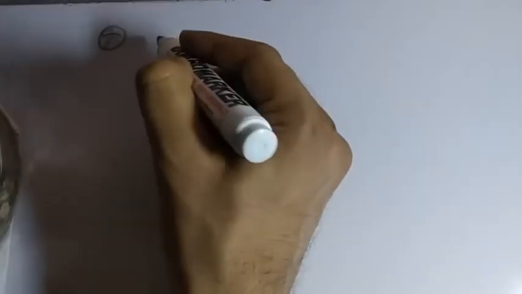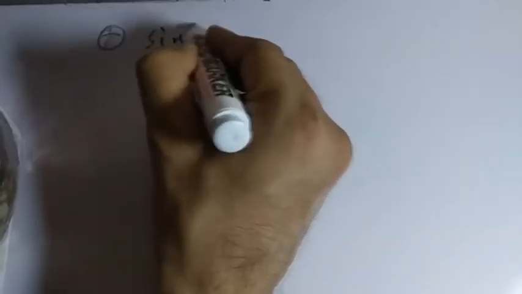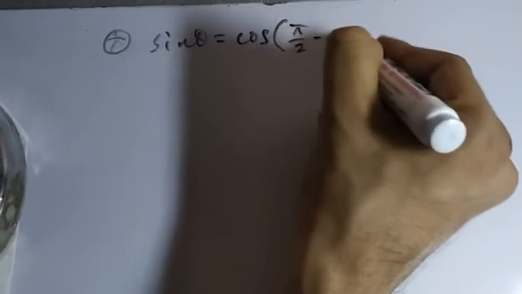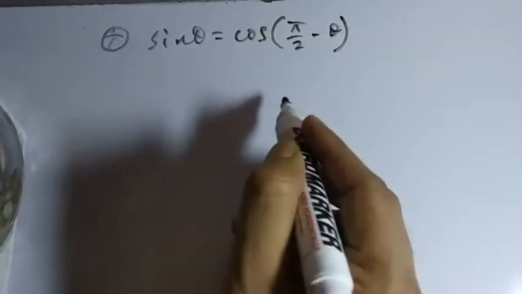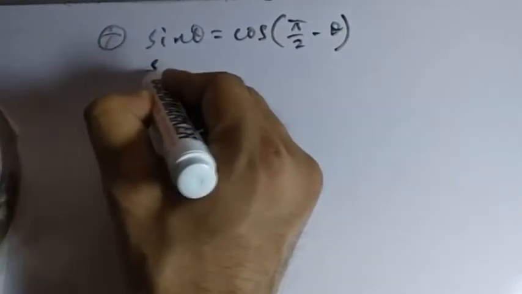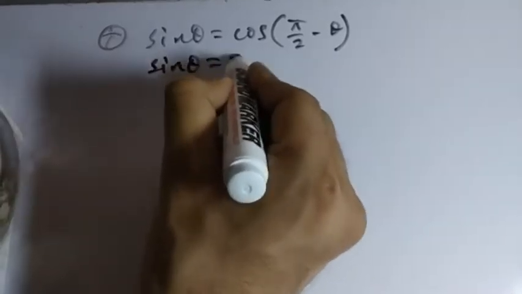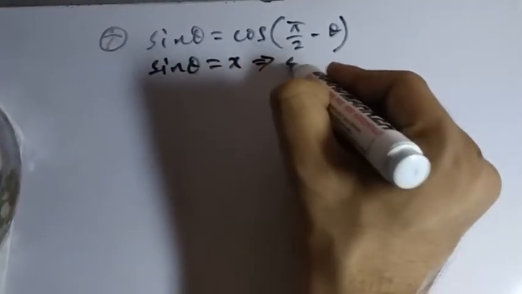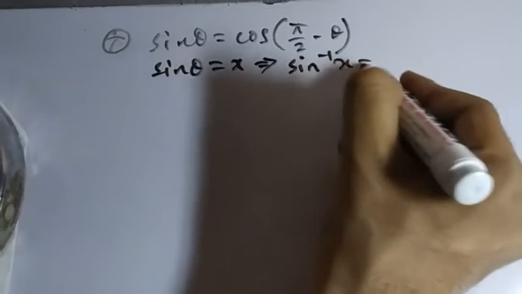Okay, there are more on associated angles. The next one is coming from the property that sine theta is equal to cos of pi by 2 minus theta. Now here if you take sine theta as x, that means sine inverse x is theta.